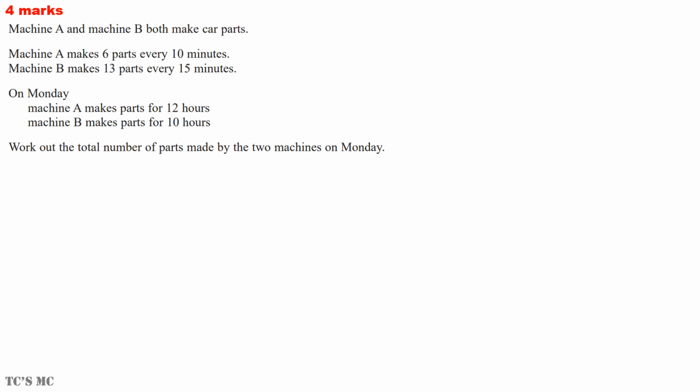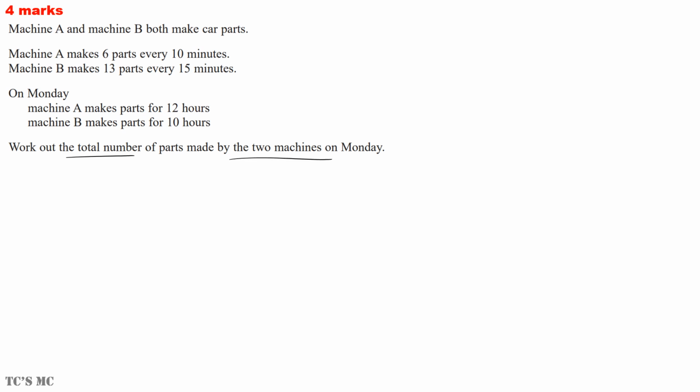Machine A and Machine B both make car parts. Machine A makes 6 parts every 10 minutes. Machine B makes 13 parts every 15 minutes. On Monday, Machine A makes parts for 12 hours. Machine B makes parts for 10 hours. Work out the total number of parts made by the two machines on Monday.